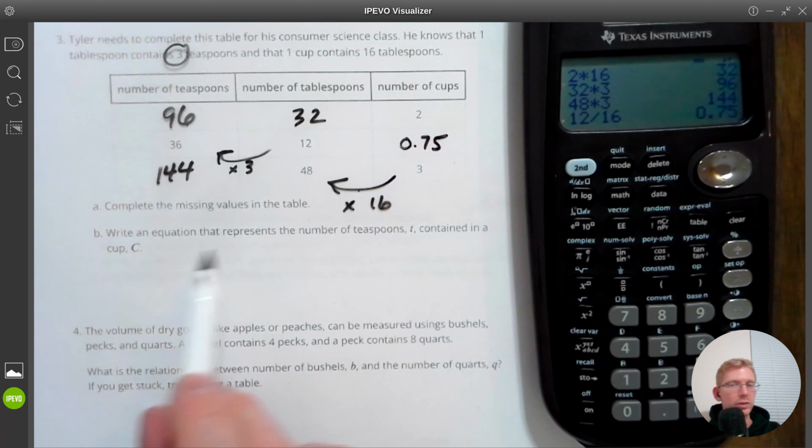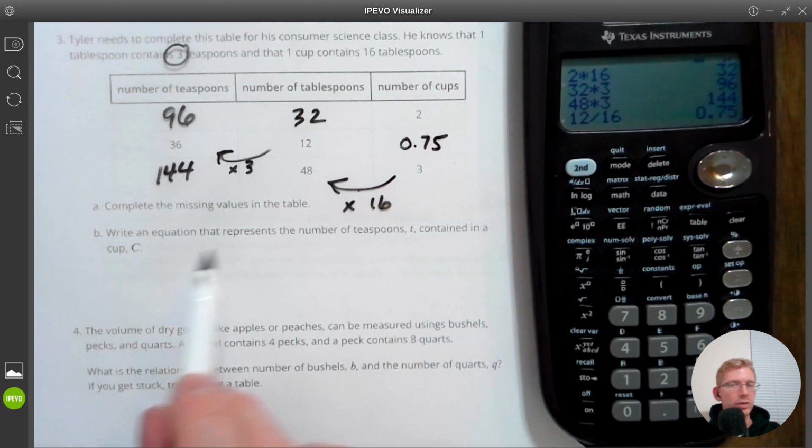All right, so we have a table that we need to complete, and we know that 1 tablespoon is 3 teaspoons and 1 cup is 16 tablespoons. So let's think about how we move from one column of the table to the other. In order to get from the number of cups to the number of tablespoons, we are multiplying by 16. So we have to times by 16. In order to get from the number of tablespoons to the number of teaspoons, here we have to multiply by 3. So we're multiplying by 3 here. So let's fill in some of these missing values.